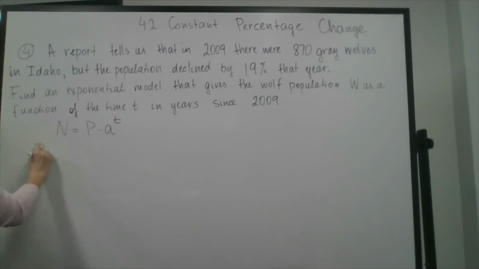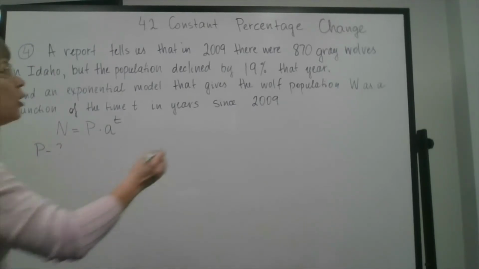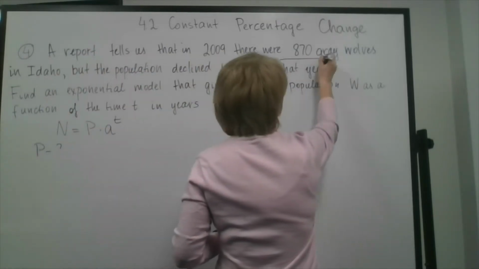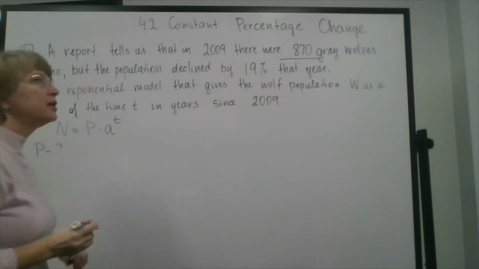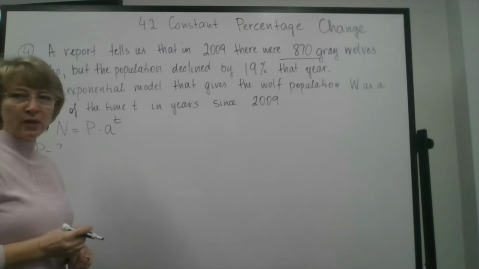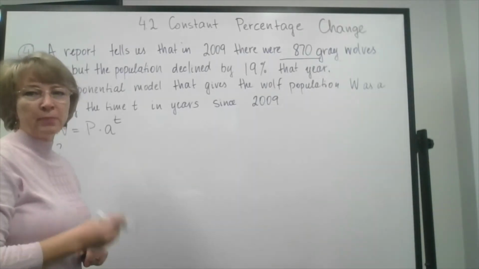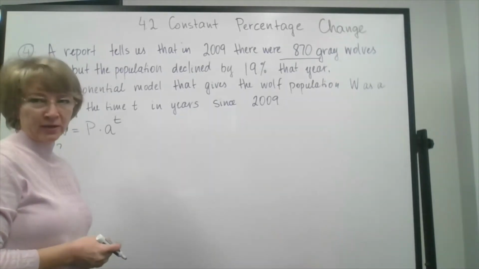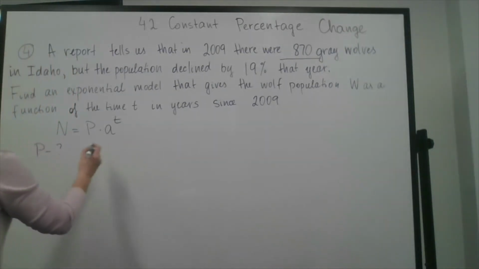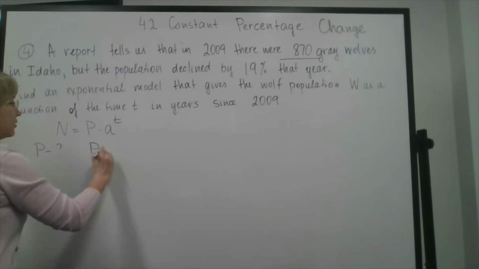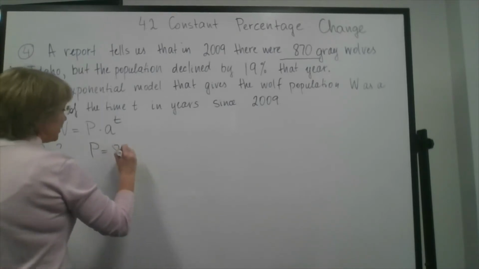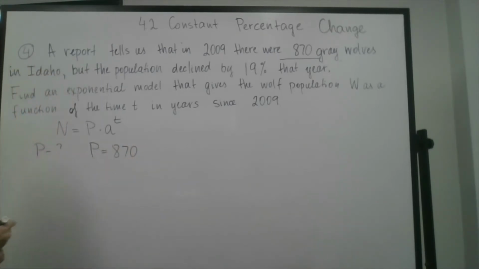Let's figure out, do we know P? Read the problem again. Yes, we know our initial value is 870 gray wolves. Very soon you will know everything about animals. Wolves, buffalo, deer, foxes. So my P is equal to 870.